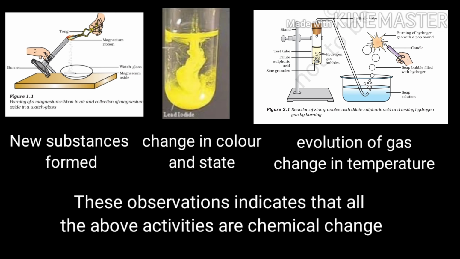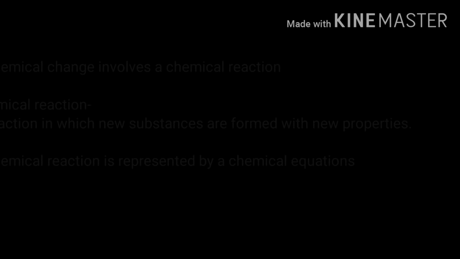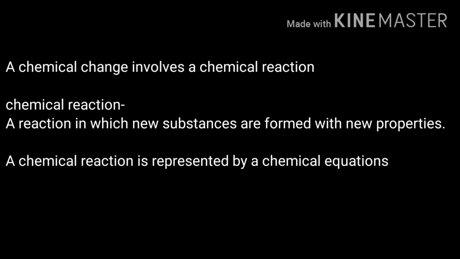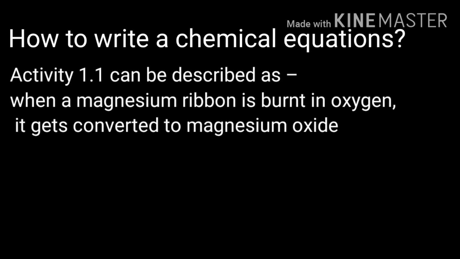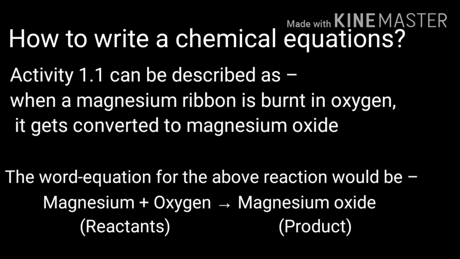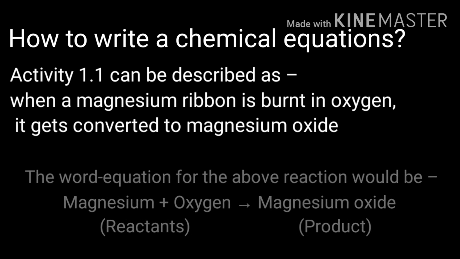chemical reactions. So we can say that chemical reactions are those reactions in which new substances are formed, and those substances have different properties from the original substances, and these chemical reactions can be represented by chemical equations. So now we will learn how to write chemical equations. In the first activity we saw a reaction between magnesium and oxygen, and magnesium oxide was formed, and this equation is known as a word equation as it is represented in the form of words.